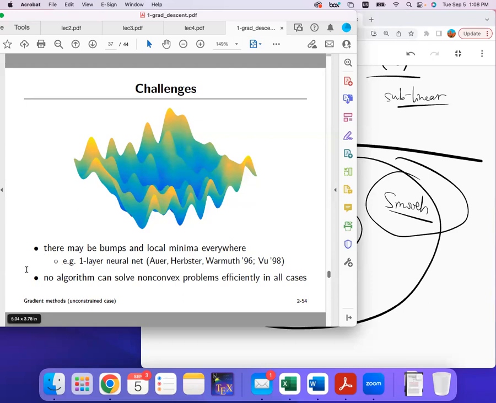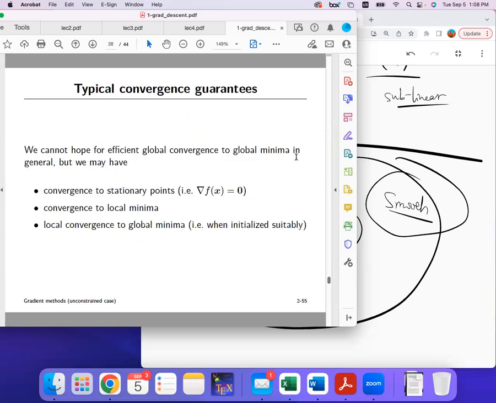And there are some negative results saying that, in general, we cannot design algorithms to solve non-convex problems efficiently. It's called an NP-hard problem. But for smooth problems, we can do something about it. So for non-convex problems, we need to change.